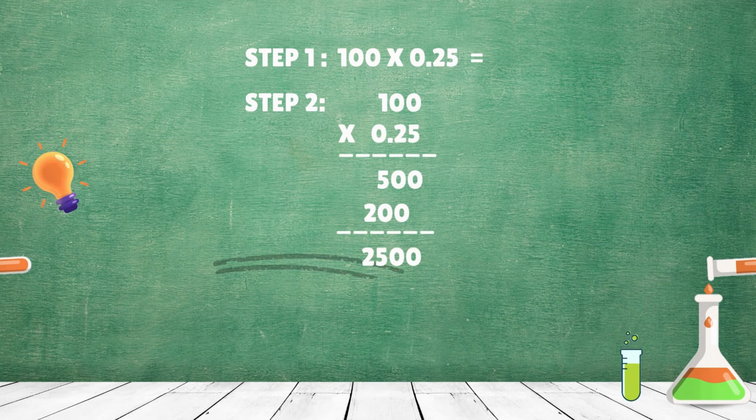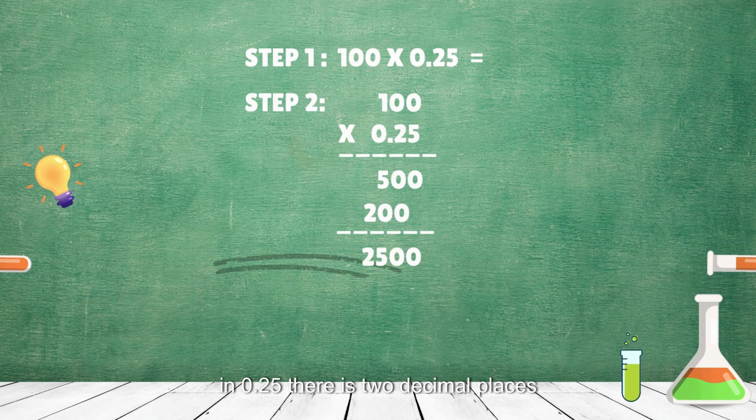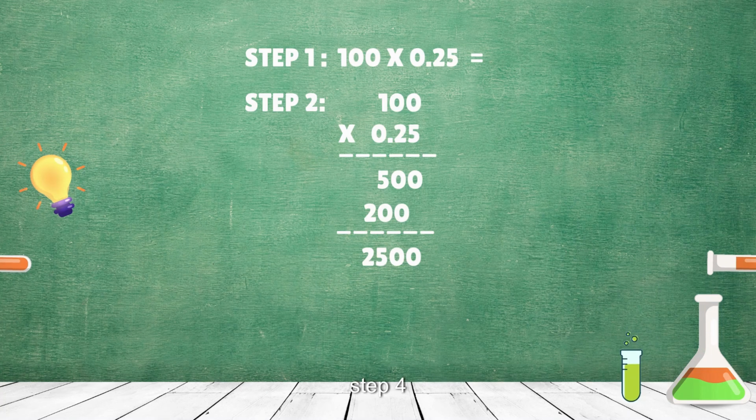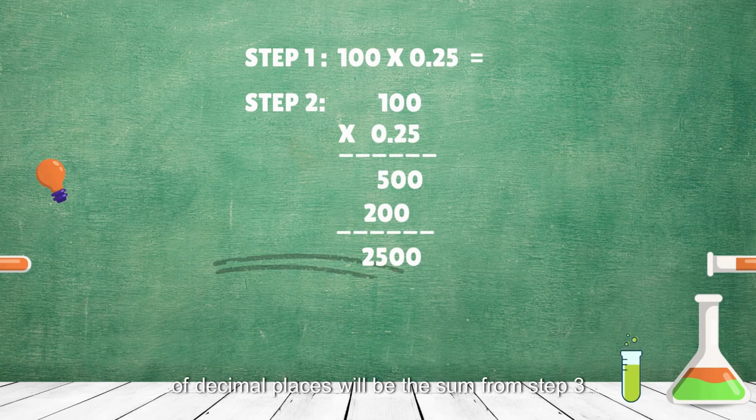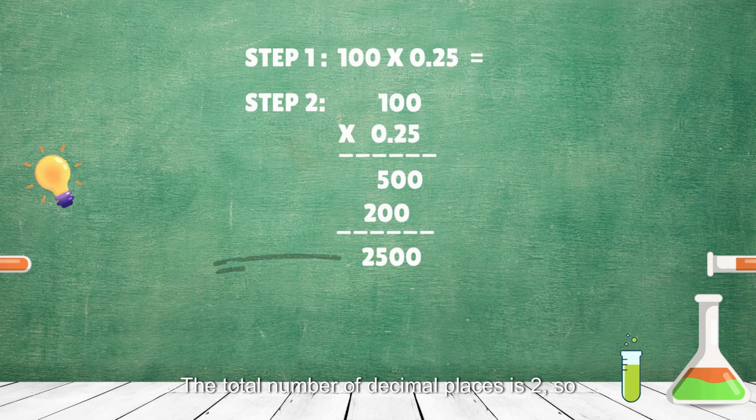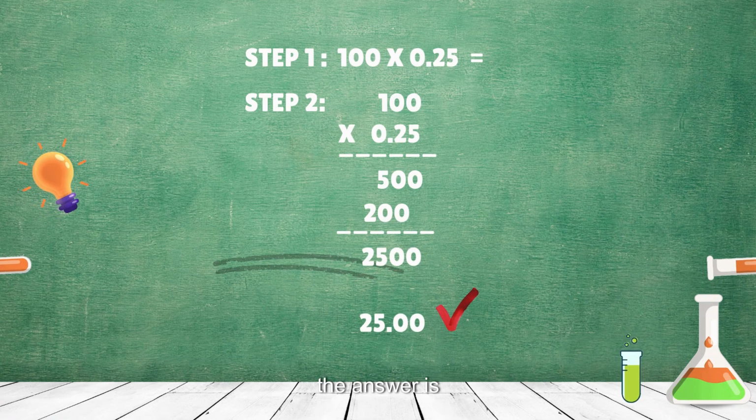In 100, there are 0 decimal places. In 0.25, there are 2 decimal places. Step 4. Place the decimal in the result. The number of decimal places will be the sum from step 3. The total number of decimal places is 2, so the answer is 25.